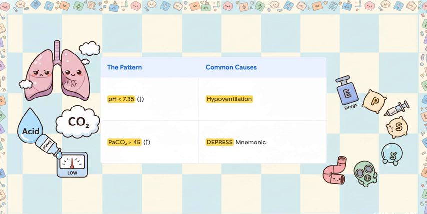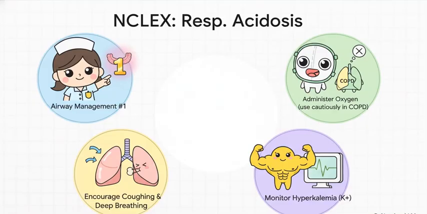A fantastic way to remember the common causes is the mnemonic DEPRESS, because all these things depress respirations. We're talking drugs like opioids, edema, pneumonia. You can see the list here. It's anything that makes it harder to breathe out that CO2. Okay, so you walk into the room, you see this patient. What do you do? For the NCLEX, your number one priority is always the airway. We have to improve their breathing, so think about administering oxygen. But remember to be really careful with our COPD patients. We'll encourage coughing and deep breathing.